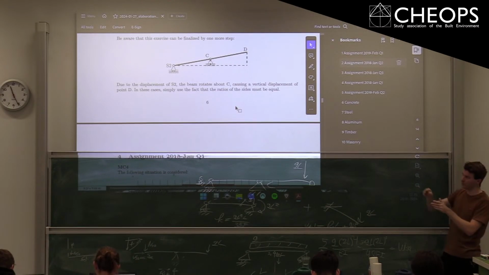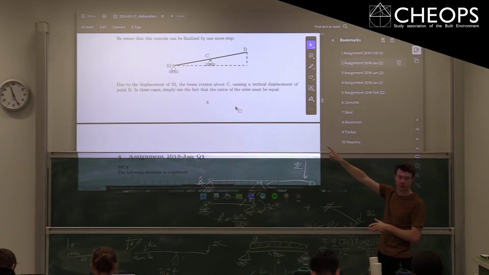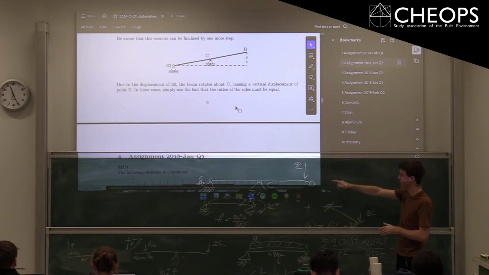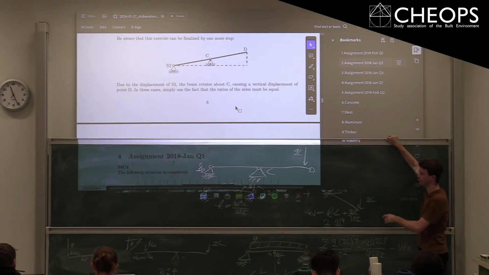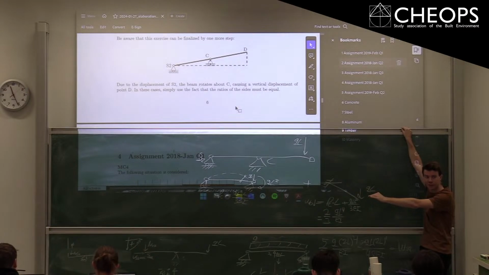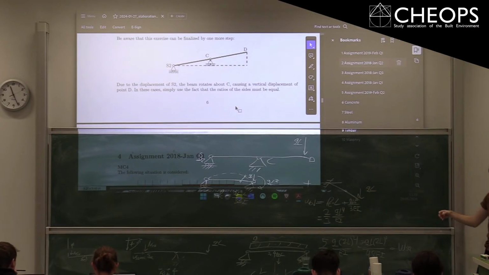So the displacement of S2 downwards causes this displacement of point D. If I add that to the displacement of point D caused by all the bending in the bottom part itself, you've got your total displacement. Is that a bit clear? I think there are some more exercises in your exercise reader that do this, right? You've got the tilting plus the bending part, and that's actually the two steps indeed. Yeah?